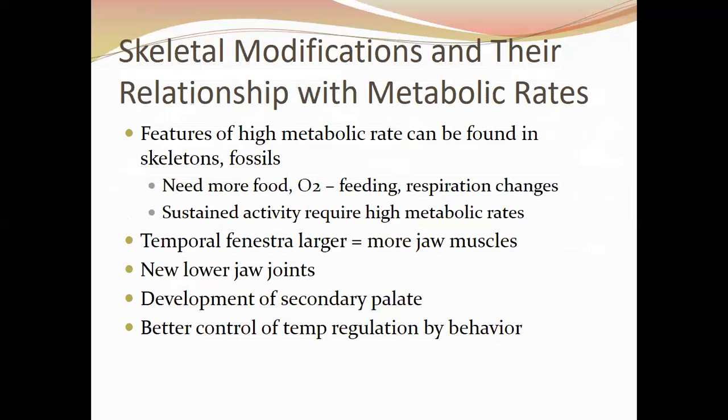Well, if you have a high metabolism, you should know that they're going to need more oxygen. And along with more oxygen, they're going to need more food. So you might look for changes to respiratory structures, changes to skull openings, the rib cage, or other changes like that. Remember that separation between locomotion and respiration. Those are also skeletal and physiological differences. So we can look at the skeletal modifications to see this movement towards a higher metabolic rate.